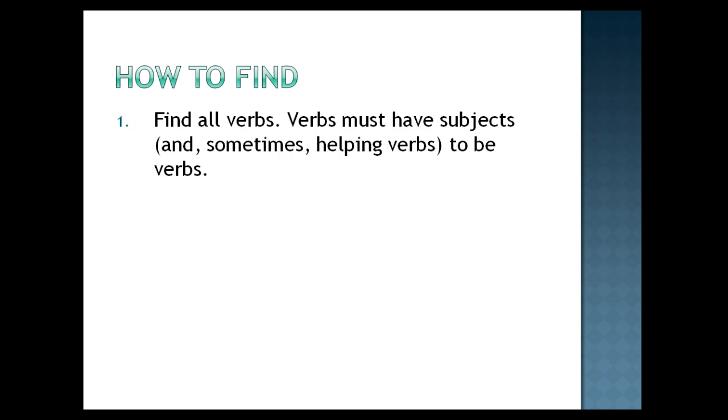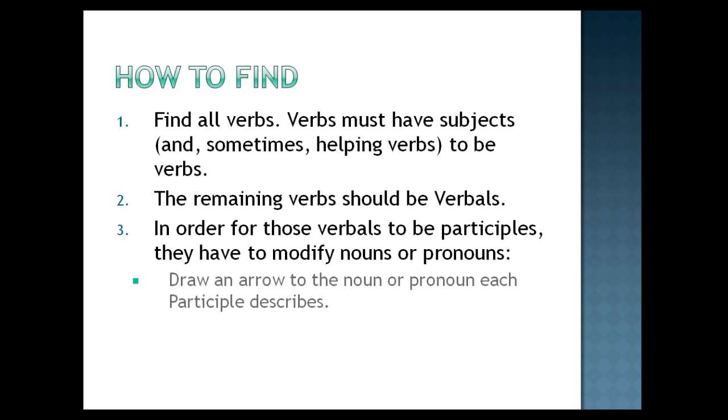All right, how do you find these? First, you want to find all verbs. Remember that verbs must have subjects in order to be verbs. In some cases, they also have to have helping verbs, like ing words. So if you don't find a subject for that verb, or a unique subject for that verb, you might be looking at a verbal. So whatever's left, once they haven't found a direct subject, those verbs are going to be verbals in the sentence. In order for the verbals to be participles, they have to modify nouns or pronouns.